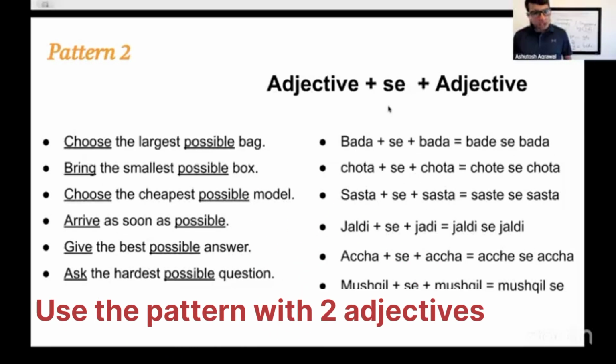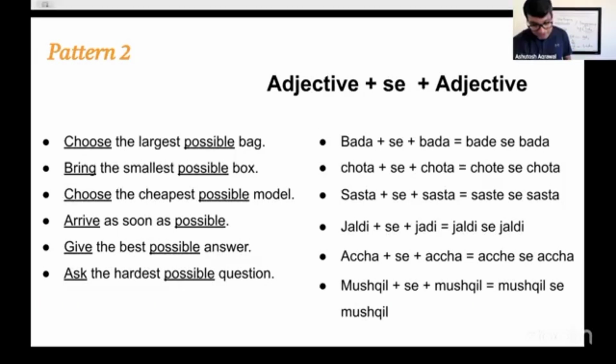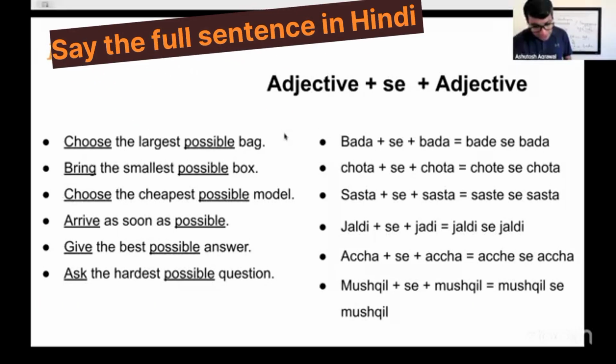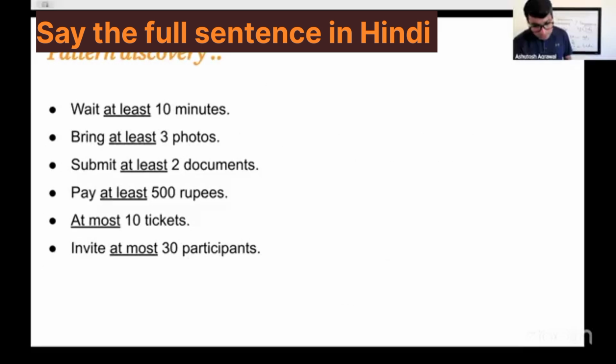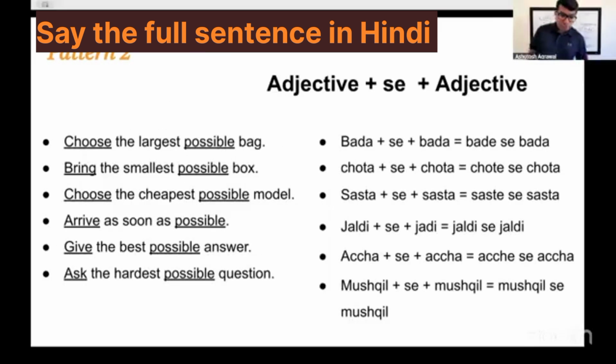Right. So I'm going to ask you a small exercise. I'm going to ask you to think about some adjective that you can think of and use it in the pattern. Think about two adjectives. Okay. Jada se jada. We will do that as well, Marwadi. Beautiful. Bahadur se bahadur. Now I want you to say the full thing in Hindi.